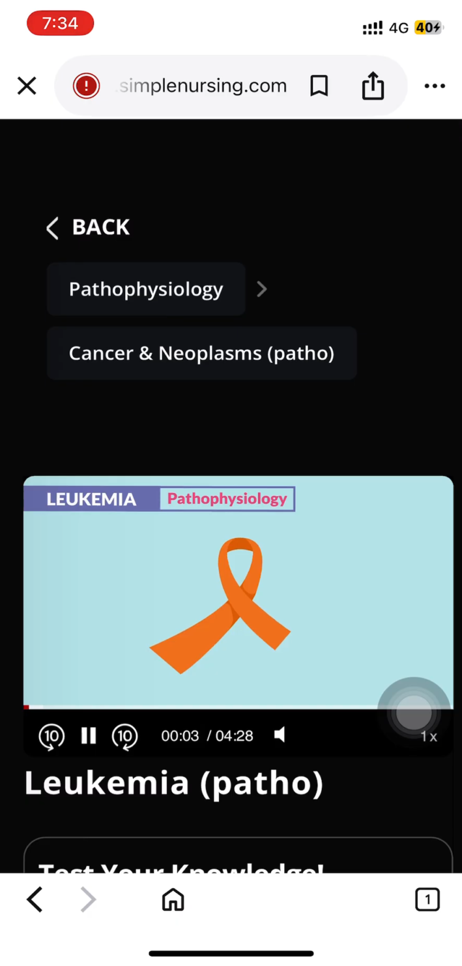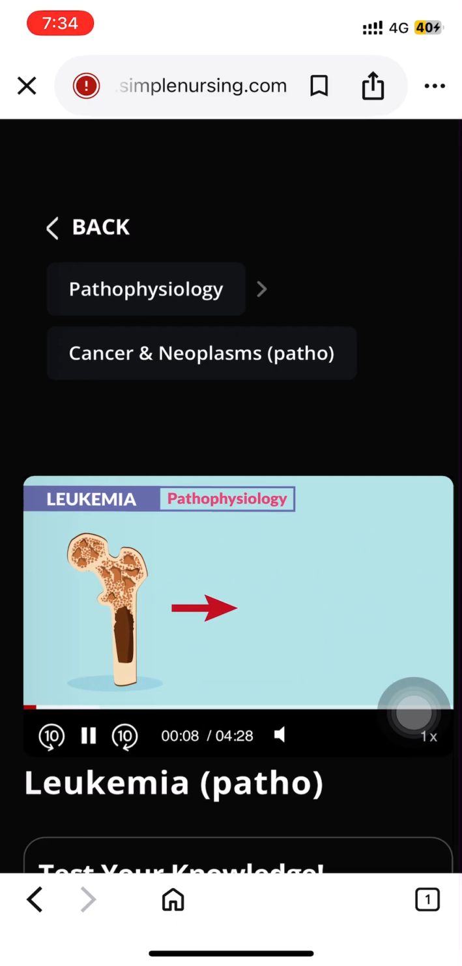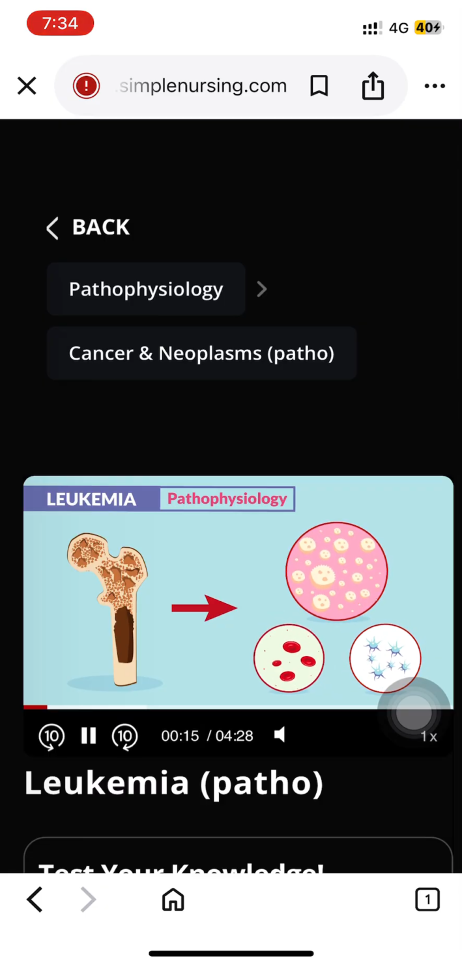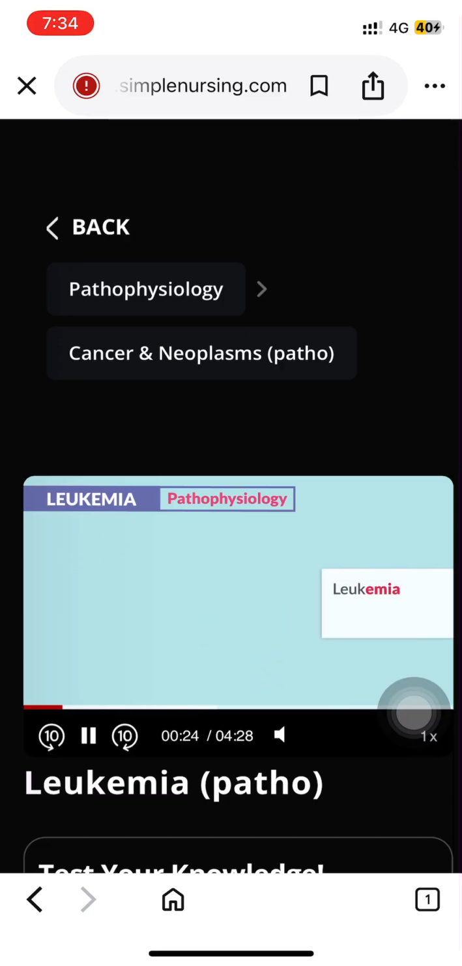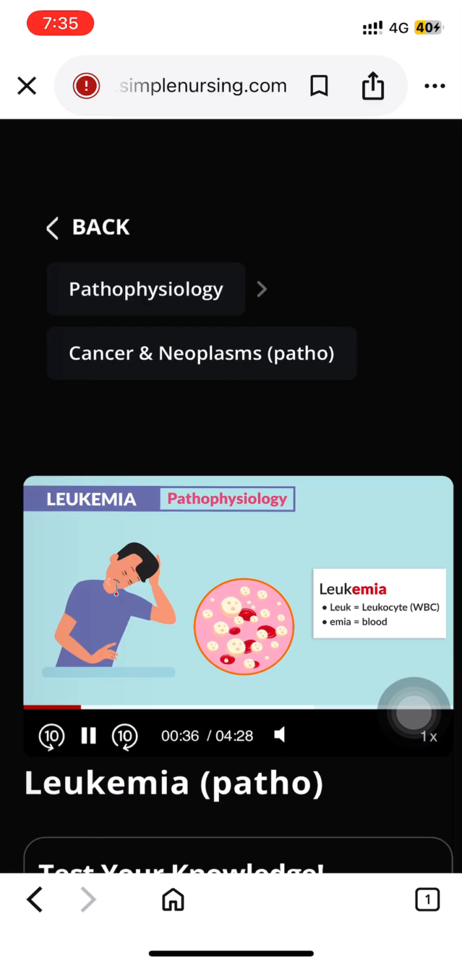Leukemia is a type of cancer that affects the blood cells and bone marrow. You see, bone marrow is responsible for making blood cells like WBCs, RBCs, and platelets. But in leukemia, we have an overproduction of white blood cells that crowd out the production of normal cells, leading to low RBCs and low platelets. So let the name help you here. Leukemia, just think leuc for leukocyte, that WBC, and emia for blood. Too many WBCs that crowd out the production of other blood cells.